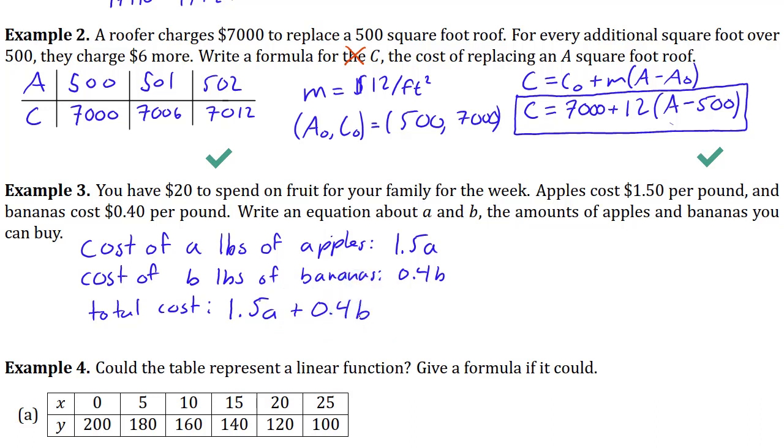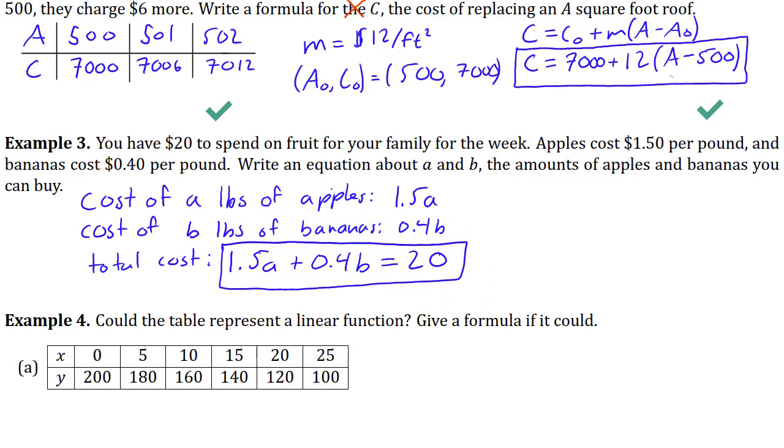But there's another way we can write the total cost. It says you have $20 to spend on fruit, so the total cost is also $20. So you can write it both ways. And if you're spending $20 on apples and bananas, then there you go. That is your equation relating apples and bananas.